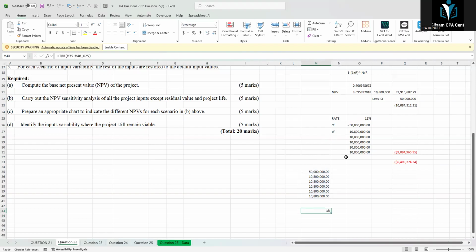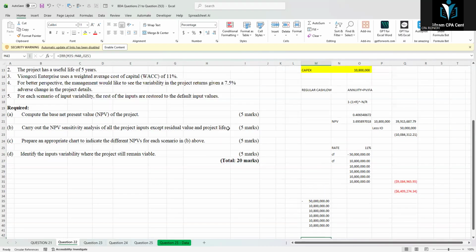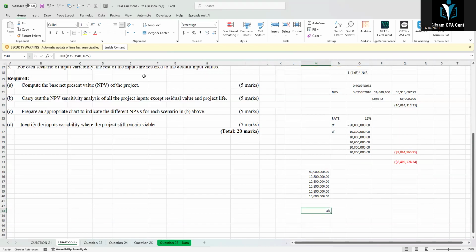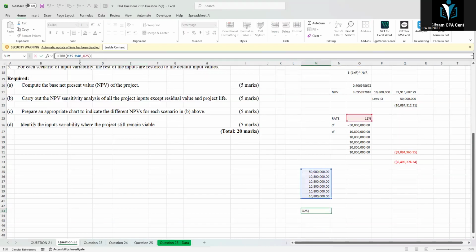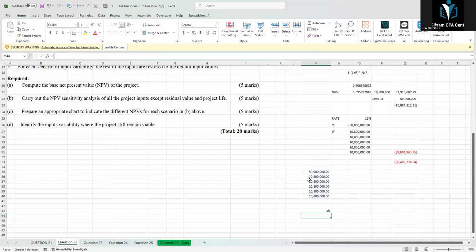The internal rate of return is 3%. So for IRR, it is very simple. The guess is the rate, and the values are the cash flow. But now you have to include the initial outlay.